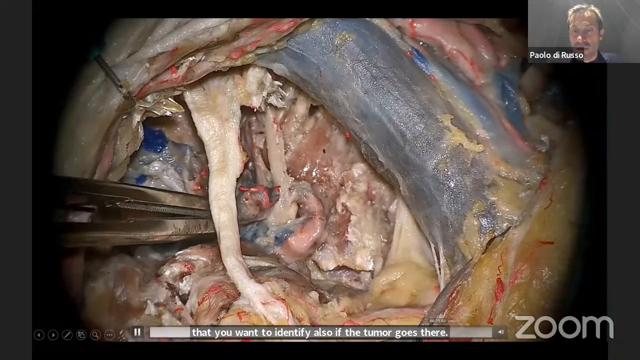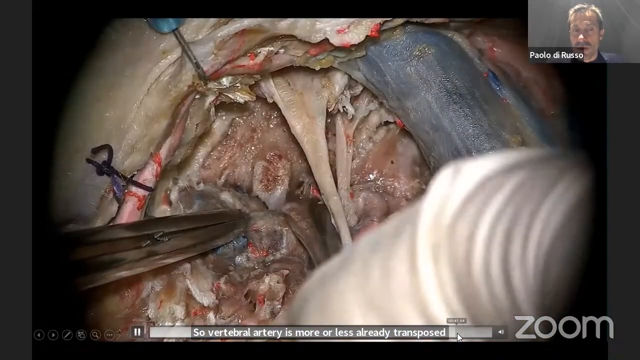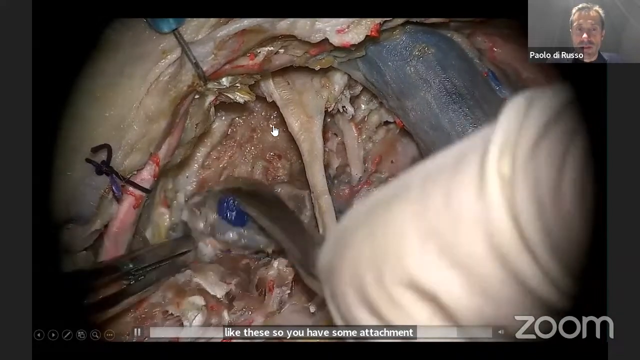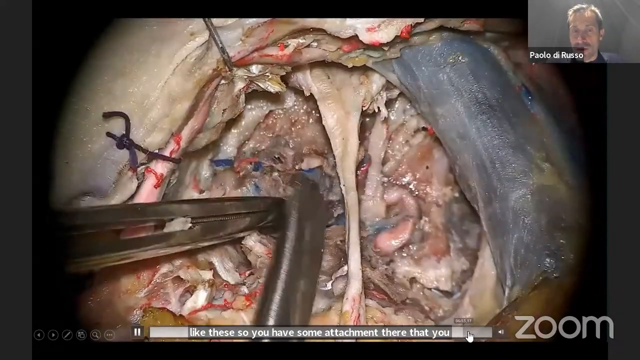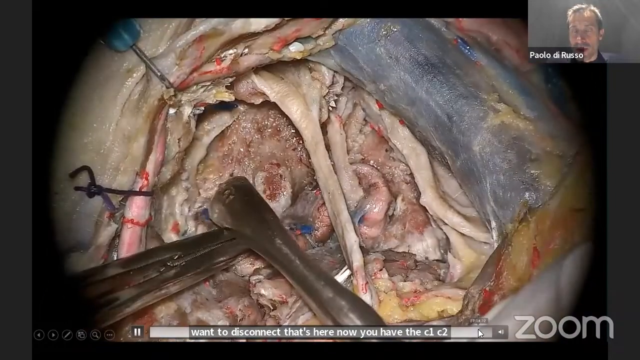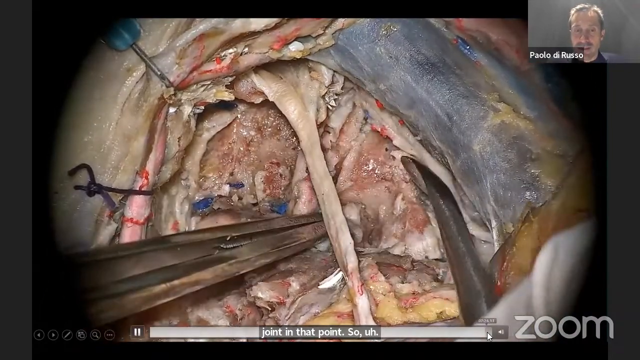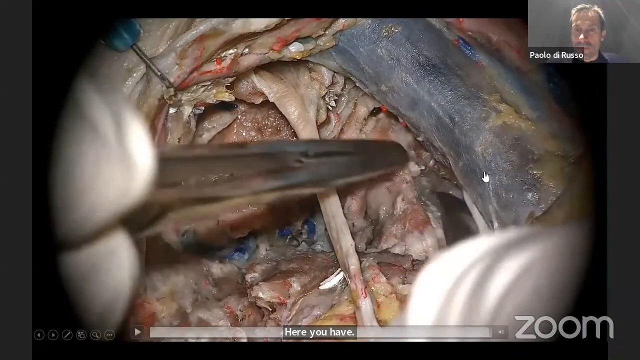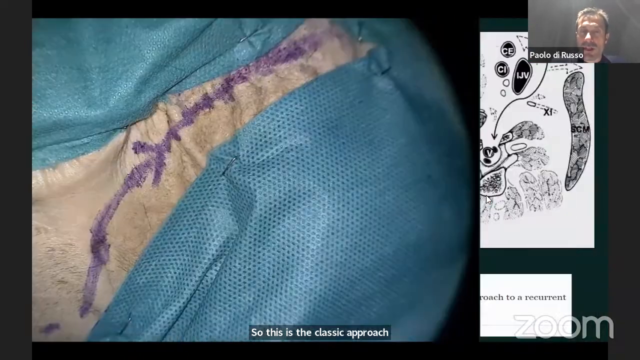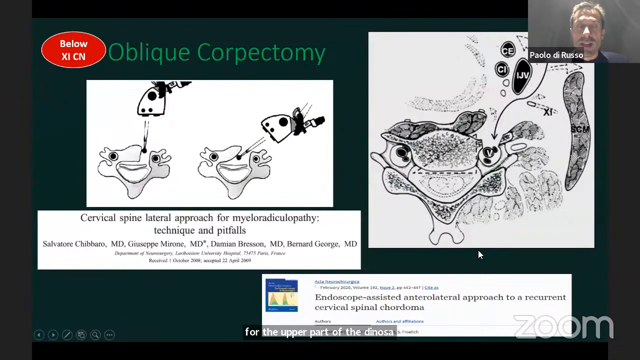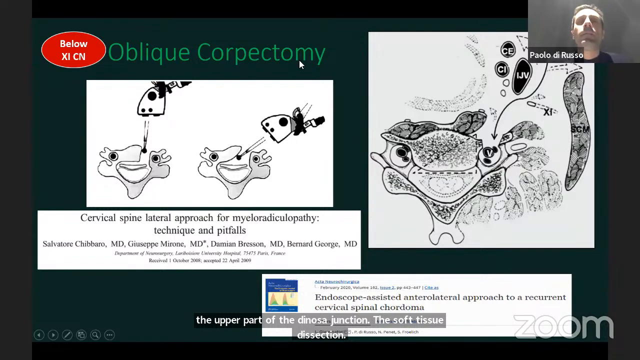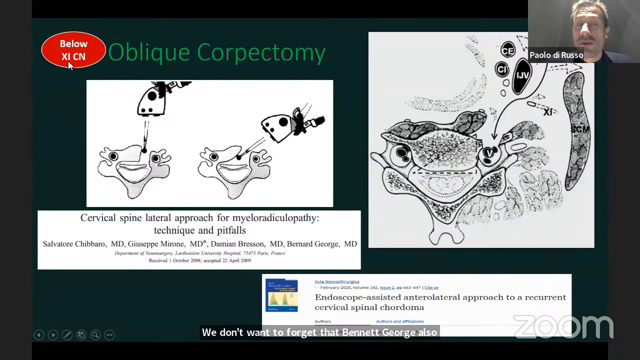Like this. So you have some attachment there that you want to disconnect. That's here. Now you have the C1, C2 joint at that point. So this is the classic approach for the upper part of the craniocervical junction, the soft tissue dissection. We don't want to forget that Bernard George also described the oblique corpectomy, an approach below the 11th nerve, which is good to avoid the necessity to put a cage there.